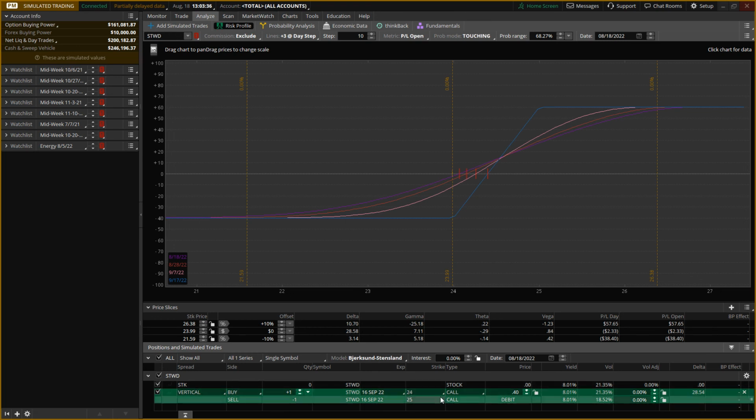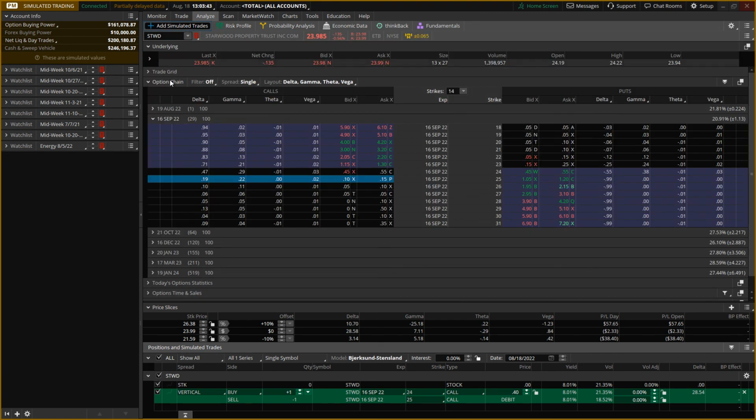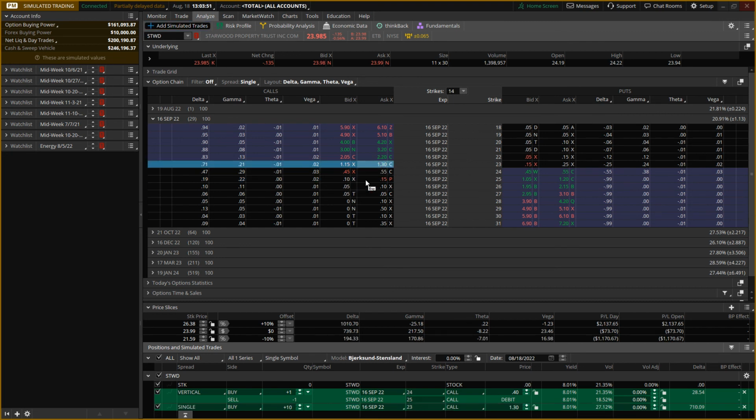So right now I've got a vertical spread. Let's go ahead and add just a straight call. Let's say, what about the straight $24 call? How about something a little deeper in the money, get aggressive? I'm going to go ahead and buy the 23. You can see it's added here. Let's just go back to the risk profile.